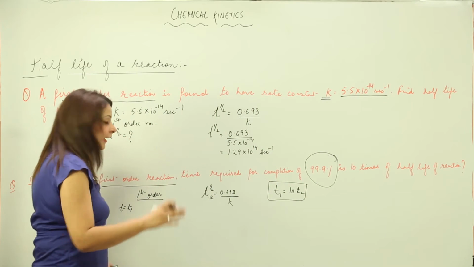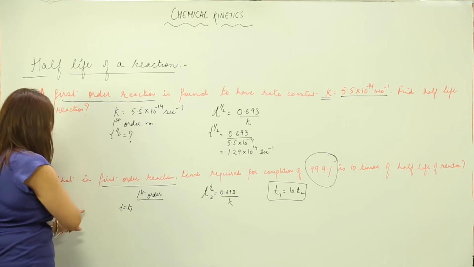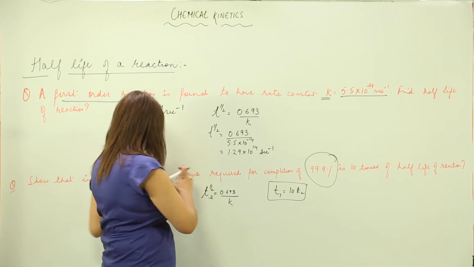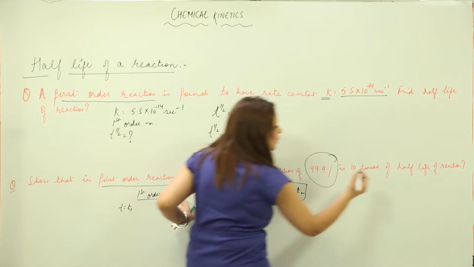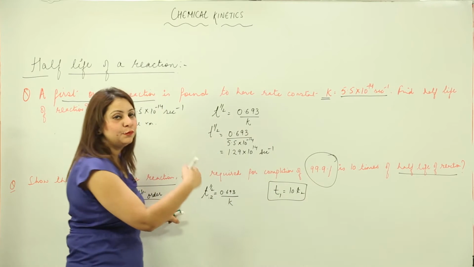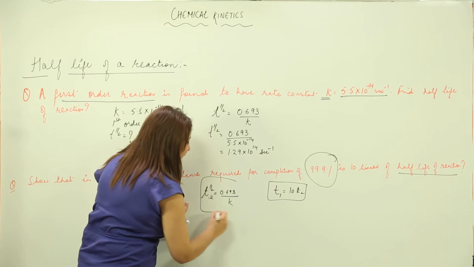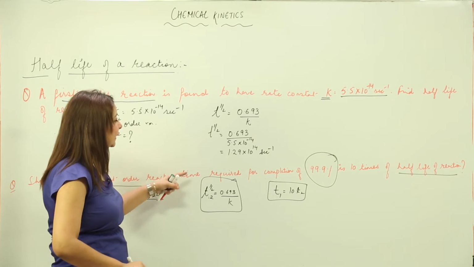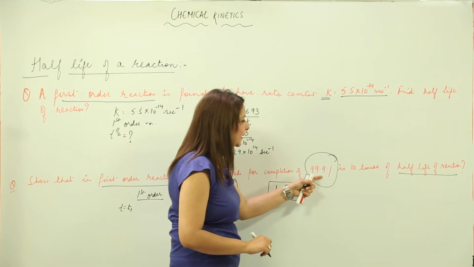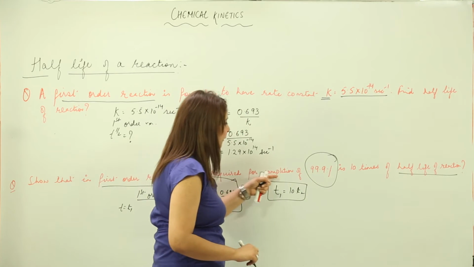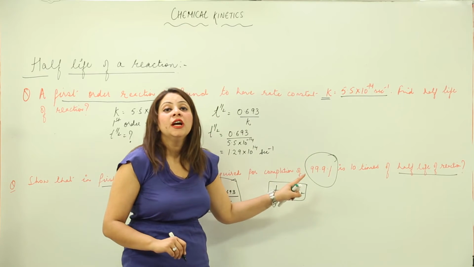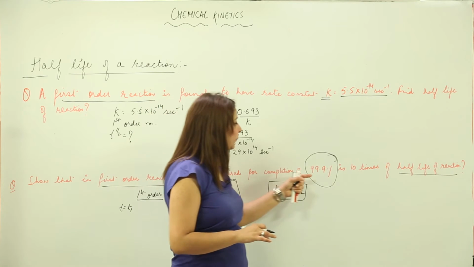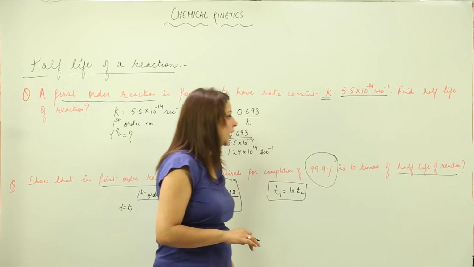Just look at the numerical again: show that in a first order reaction, the time required, because you need to relate the time with the half life period. So we have the half life as T is equal to 0.693 divided by K, and we are asked that the time required for the completion of this much percentage of reactant being consumed is 10 times the half life of the reaction.